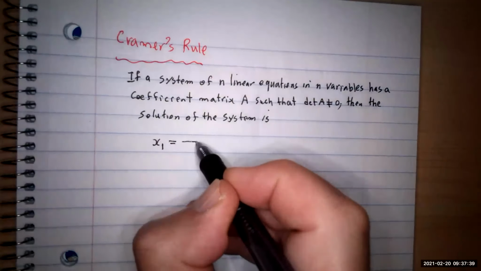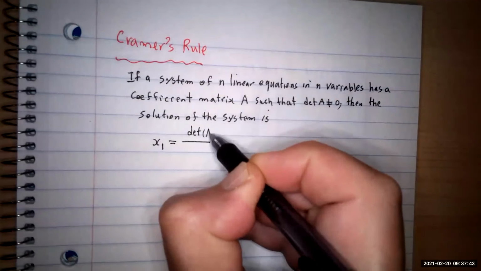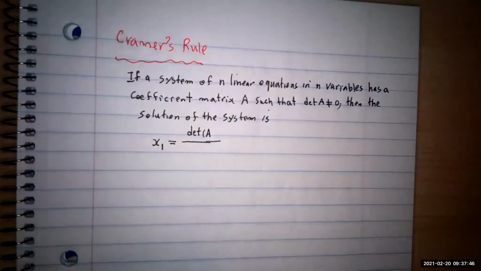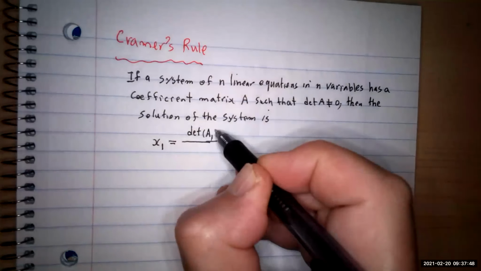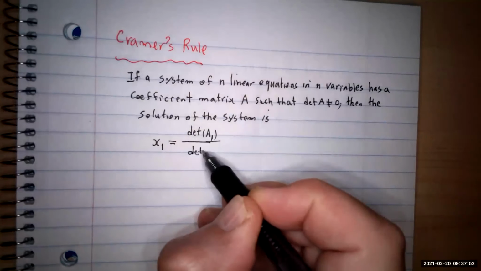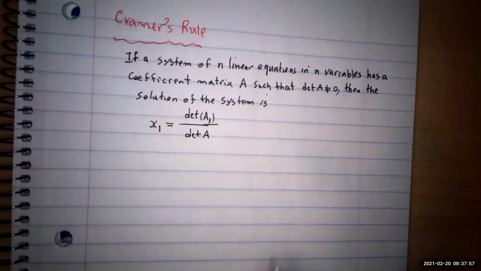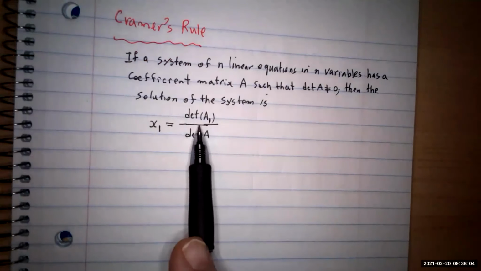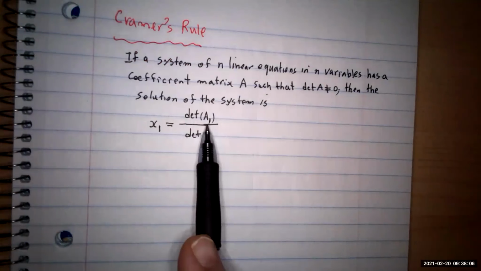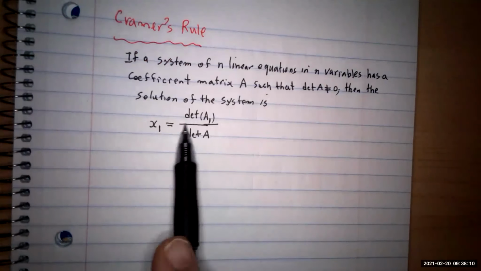x1 is equal to the ratio of two numbers. The top number we call the determinant of A1, and I'm going to explain it. The bottom one is the determinant of A, which you already found. This is your determinant of your matrix. Now, what is going to be A1? This is for x1.